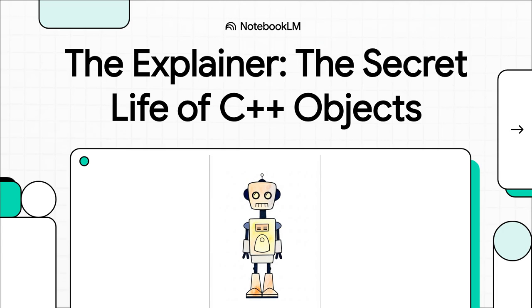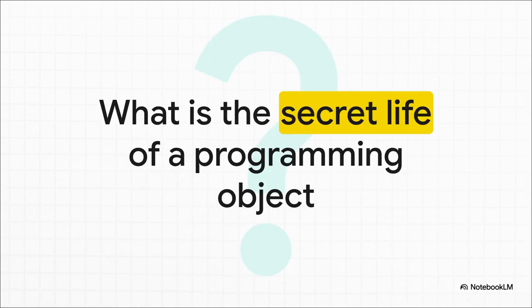Welcome to the Explainer. Today, we're going to pull back the curtain on the hidden world of C++ objects. We're going to explore what's really going on from the moment an object is conceived to how it lives and breathes in your code. So, what is the secret life of a programming object? Well, we're about to find out. We're going to follow its story right from birth, and along the way, we'll unpack 4 huge ideas: the blueprint, the welcoming committee, its sense of self, and even its family connections.